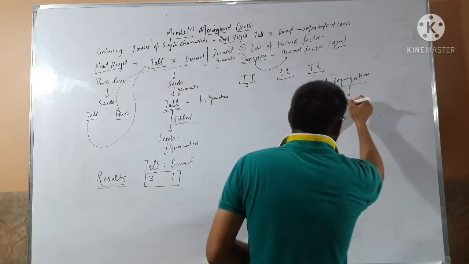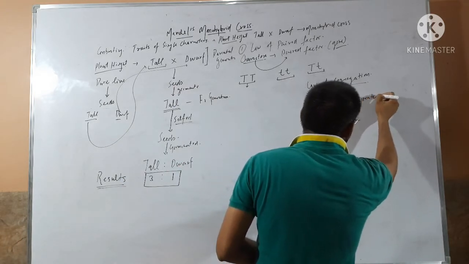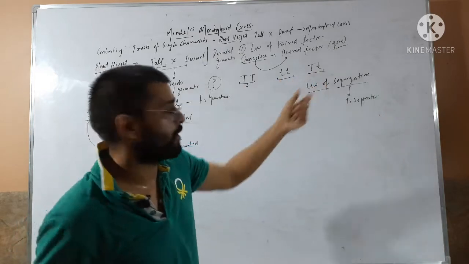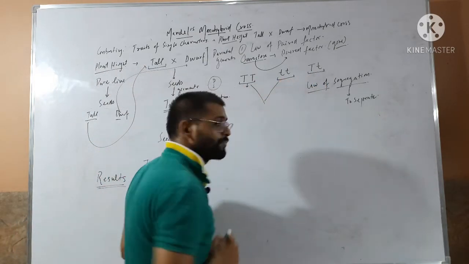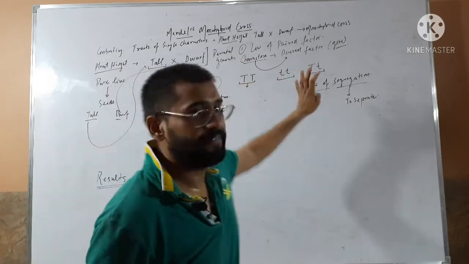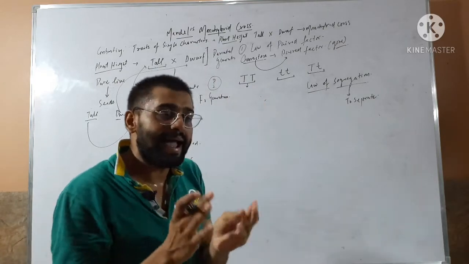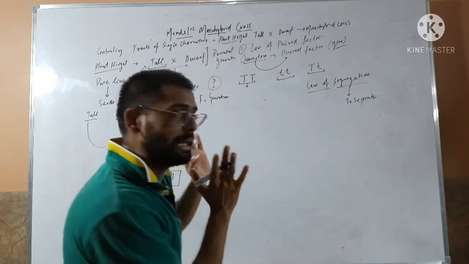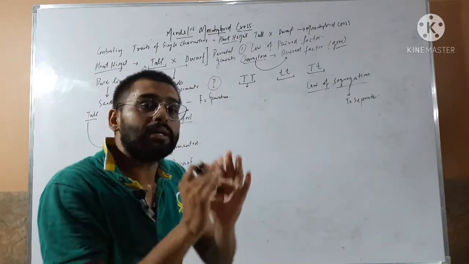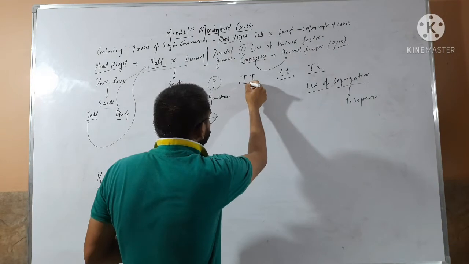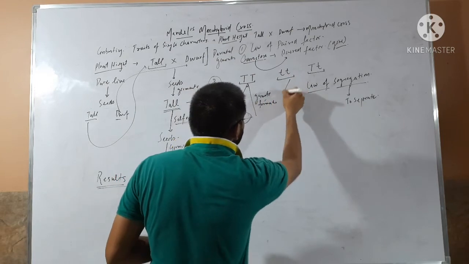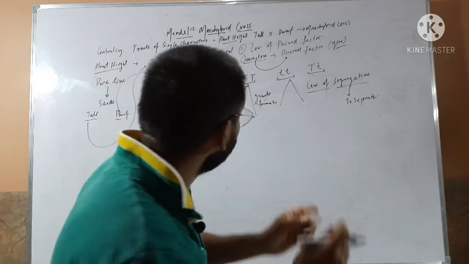Segregation means to separate. So here it is a parental generation, tall and dwarf. After crossing, these are paired factors. Factors are in pair and they remain as they are in an organism throughout their lifetime. But at the time of gamete formation, factors segregate or separate.